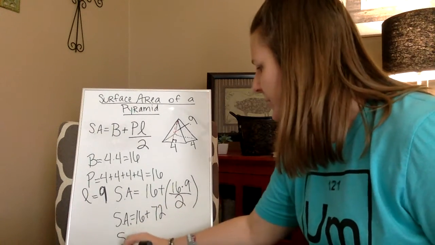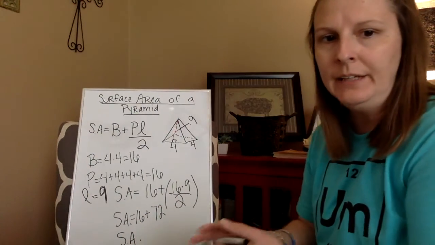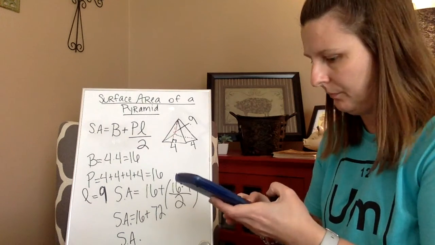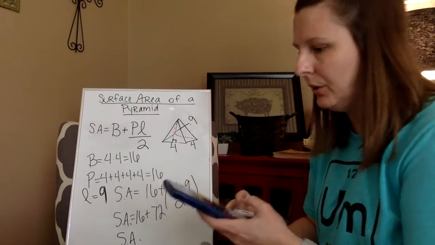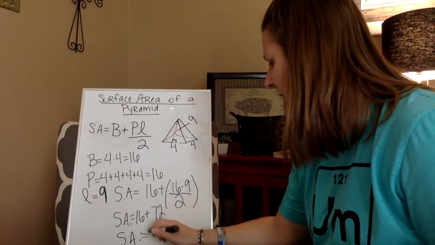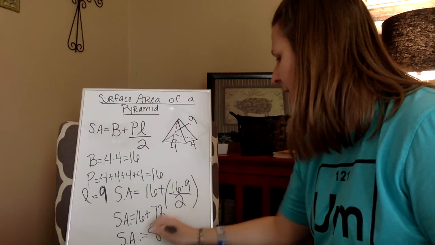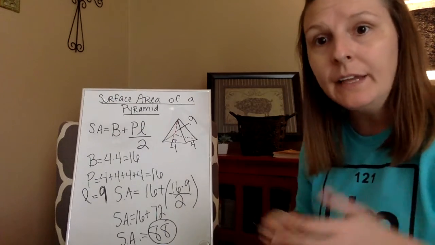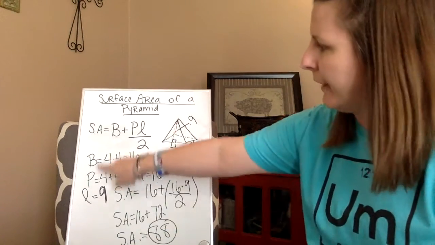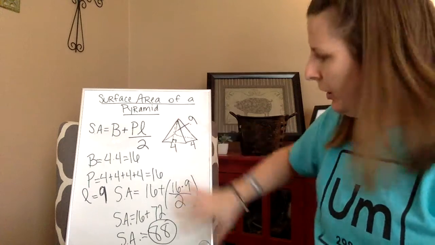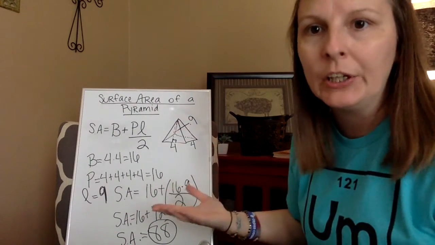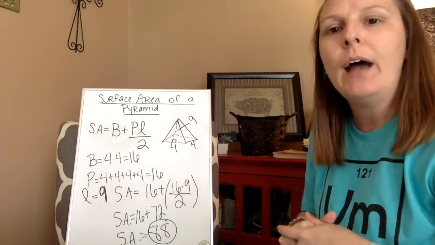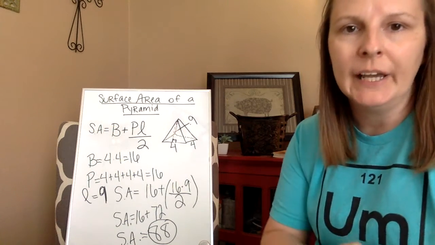Now I need to do this last part. 16 plus 72 gives me a surface area of that pyramid of 88. And that's it. That's all you have to do. Once you find your letters for your formula, you're just plugging them in and calculating. That's all you're doing.